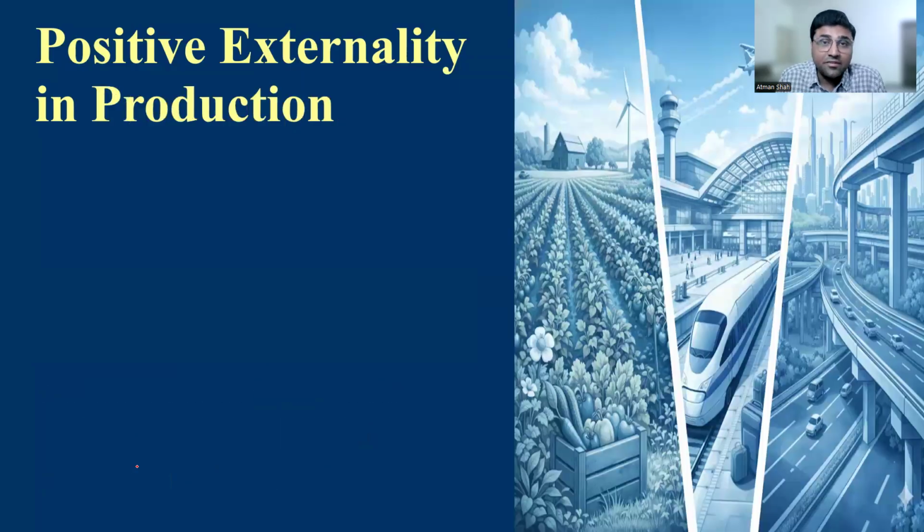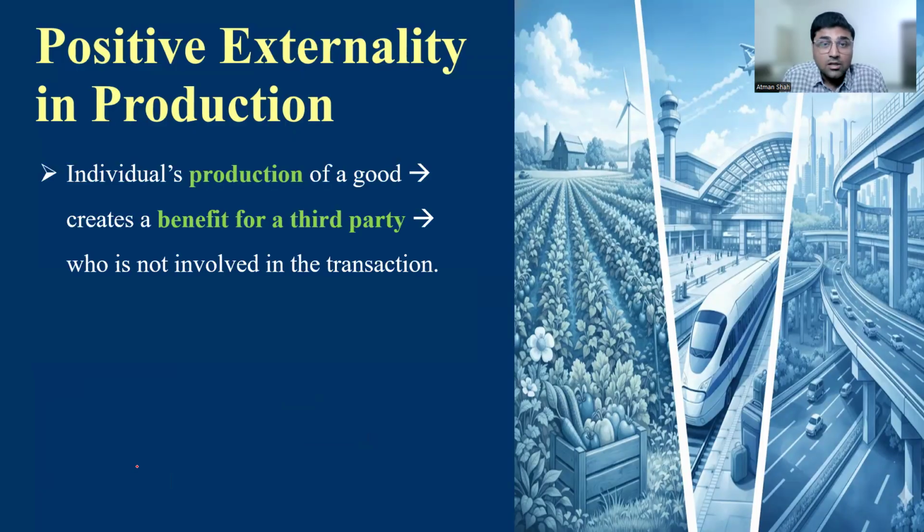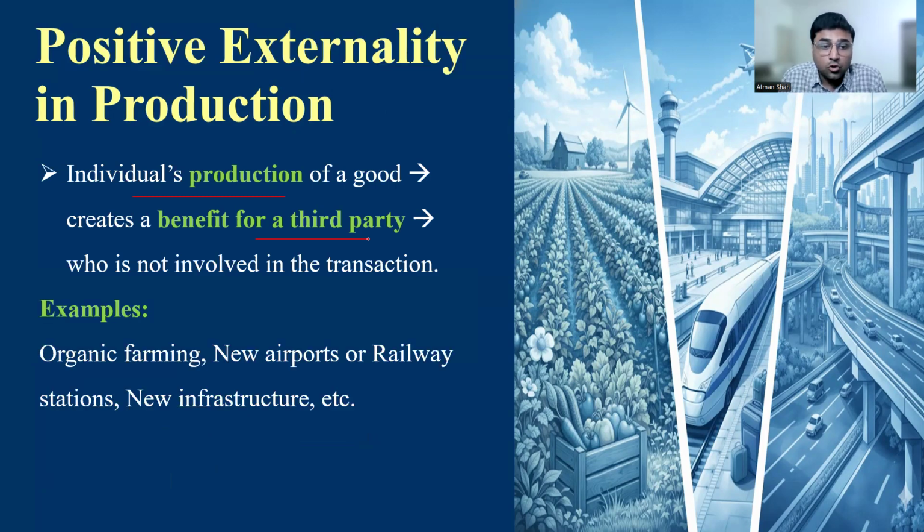Let's understand positive externality in production. Here, individuals' production of the commodity or service affects the third party positively. So it generates benefit to the society. Organic farming, new airports or railway stations, new infrastructure. If we have a new airport or new railway station, it generates positive externalities or external benefits to other sectors, to taxi drivers, to hotels, to restaurants. And therefore, the production of this commodity or service affects the society, but society is not directly involved in this transaction process or in this production process.